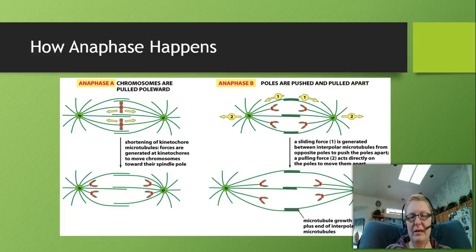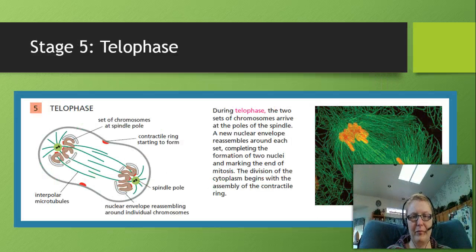But anaphase B is also occurring and is also really important. This is when the poles are pushed and pulled apart from each other. So as you can see, the cell is even expanding. They're kind of pushing in opposite directions. And this is through the sliding force that's generated between those interpolar molecules and helps pull those even farther apart to make sure that these chromosomes and everything else for the cell division stays even farther apart.